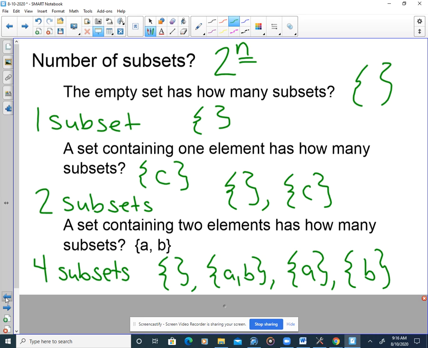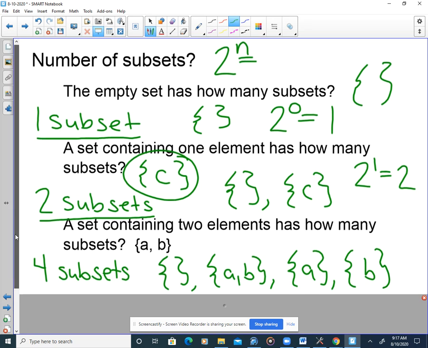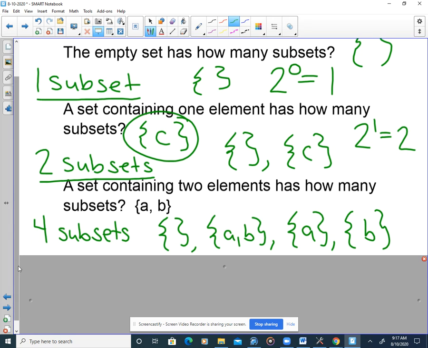So if you look at the empty set, how many elements does the empty set have? 0. There are no elements in there. What is 2 to the 0 power? 1. So it has 1 subset. Or if you look at this example, this set here had 1 element. So that would be 2 to the first power, which is 2. So it has 2 subsets. If you look down here, this set right here had 2 elements, A and B. That's 2 to the second power. 2 to the second power is 4. So it has 4 subsets.